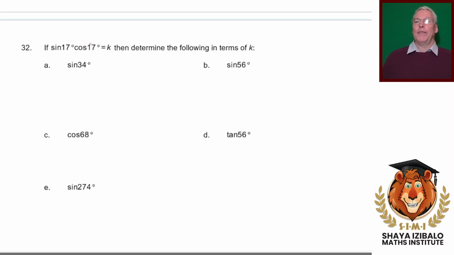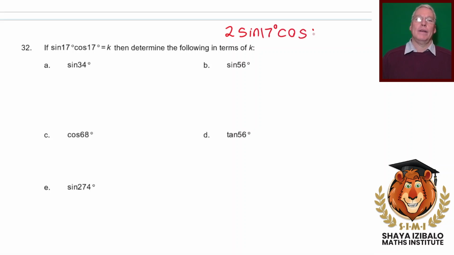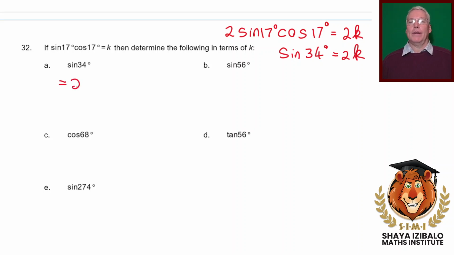Okay, so if we look at this, this is very similar to our double angle formula for sine. So it's missing a 2. So what we actually know is that 2 sine 17 cos 17 is actually 2k. So therefore we know that, because this is sine of 2 lots of 17, sine of 34 is 2k. So now we can proceed as normal, right? So sine of 34 is just going to be 2k.